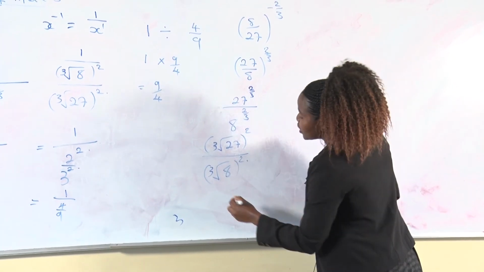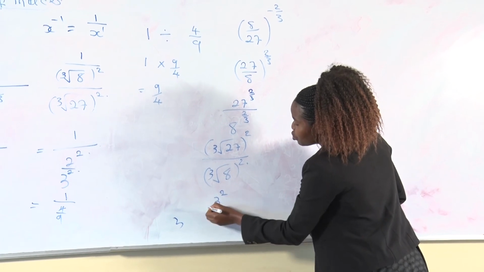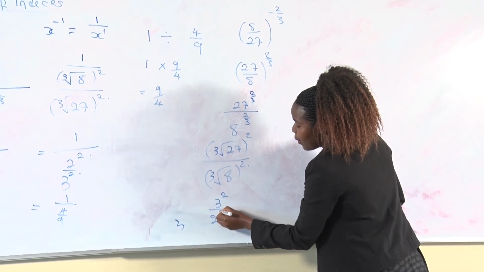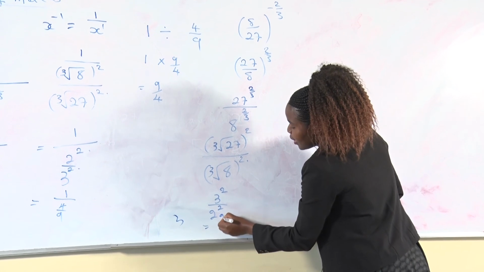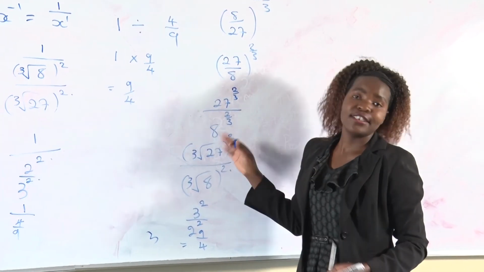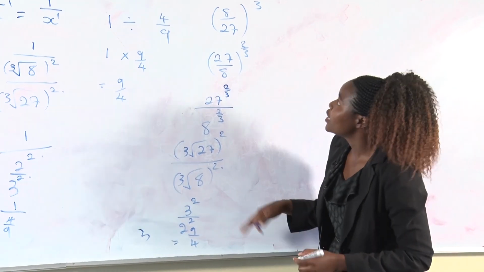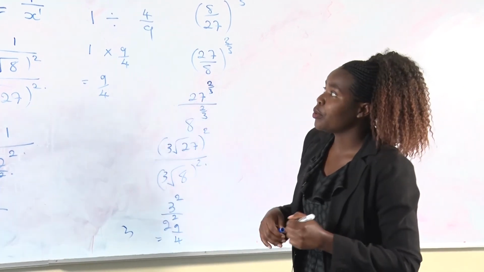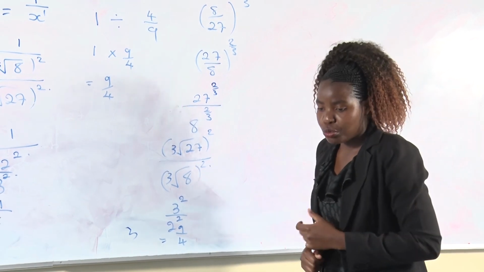So our cube root of 27 is 3, to the power 2, over 2 to the power 2, and the answer is 9 over 4. Our answers are the same but by different ways. This way is a bit shorter than that way, but you can choose what you want.